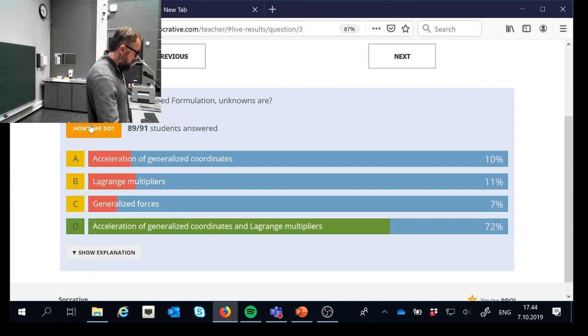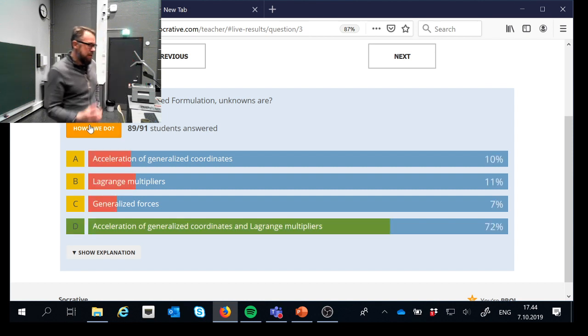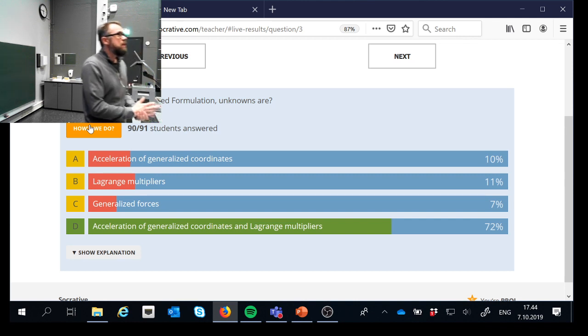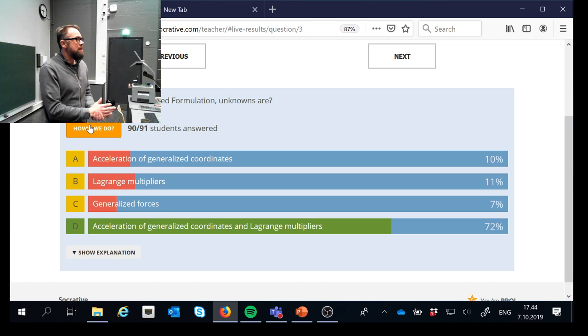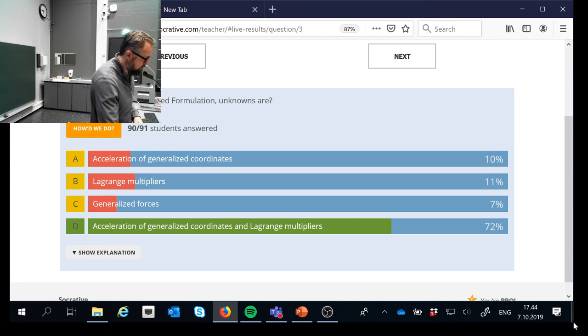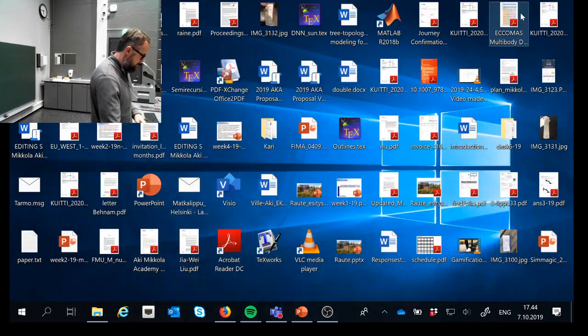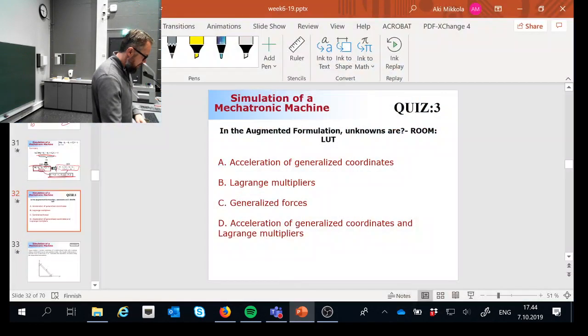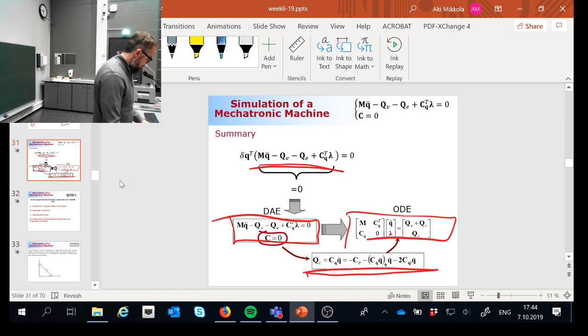Okay, so my hope was not to say generalized forces, because generalized forces particularly are not unknown. We know them, for sure we know them. But what we wanted to solve is acceleration and Lagrange multipliers. That's the vector of unknowns, because look at that. This is trouble here. And I'll go back here. The vector of unknowns is this one.